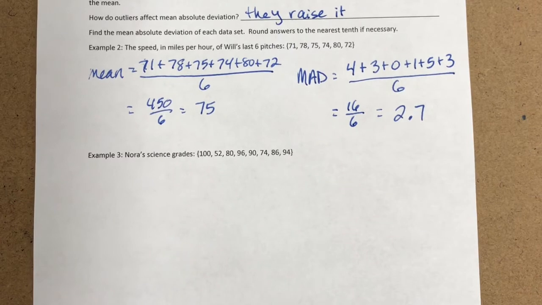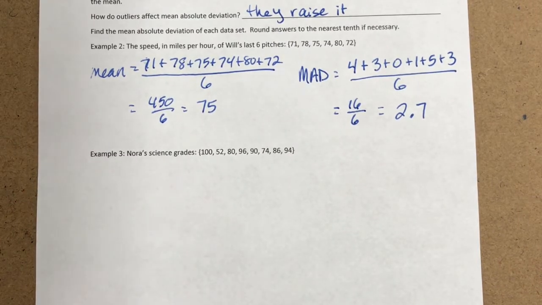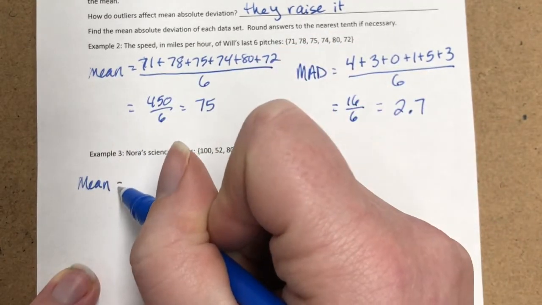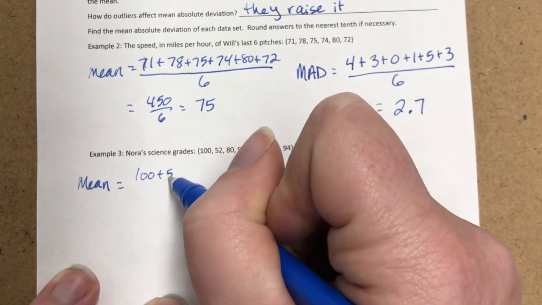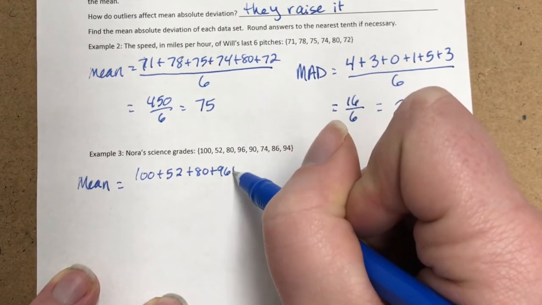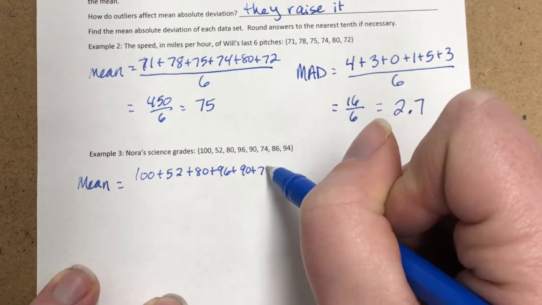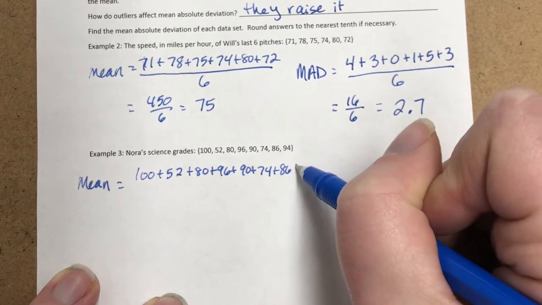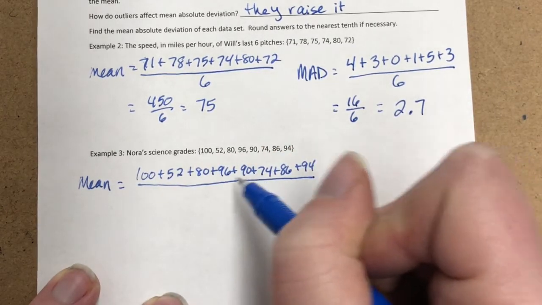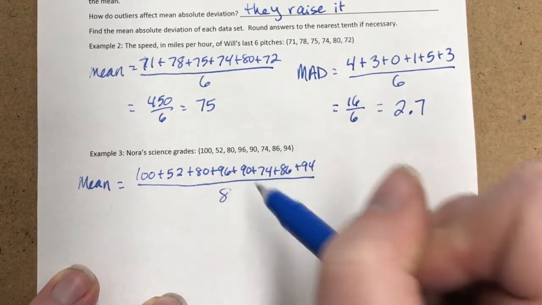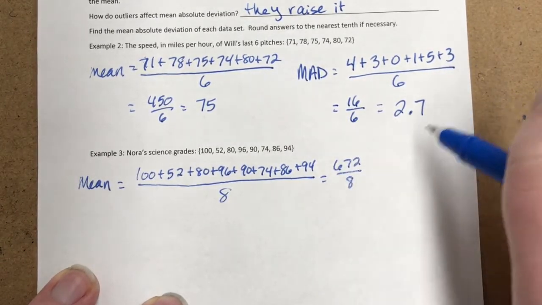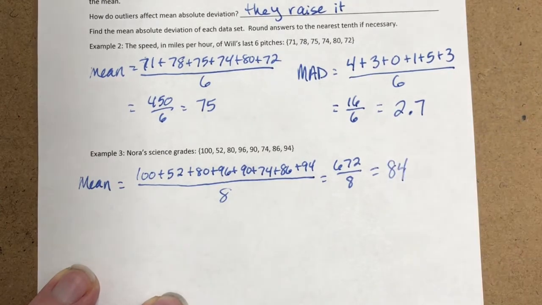Next, we'll do the same for Nora's science grades. So first I have to find the mean. So I'll take 100 plus 52 plus 80 plus 96 plus 90 plus 74 plus 86 plus 94 and divide that by 8. So I get 672 divided by 8 is 84.